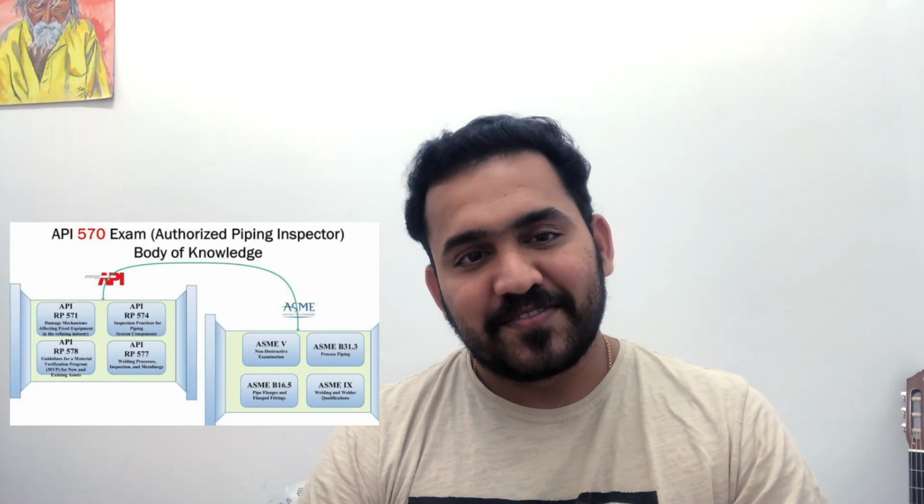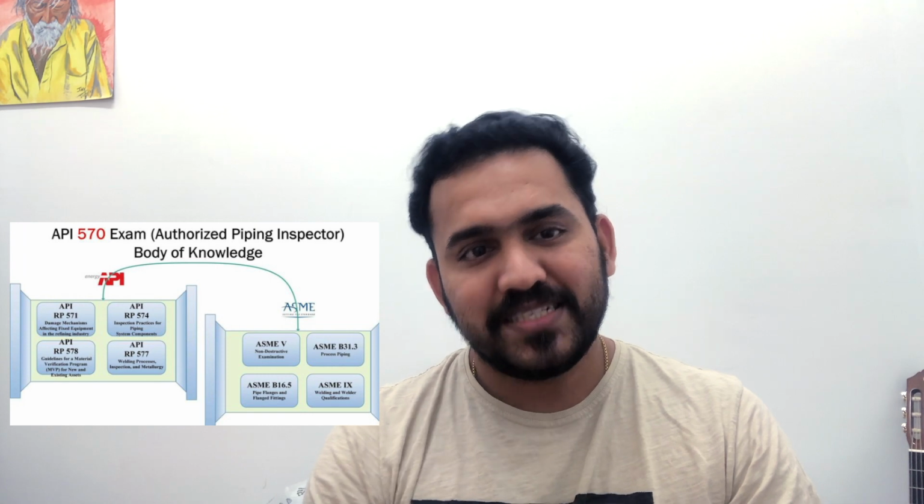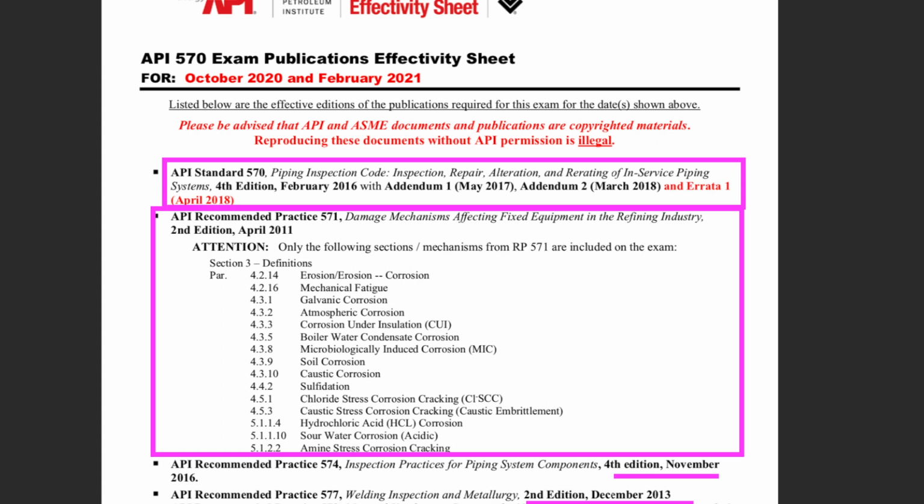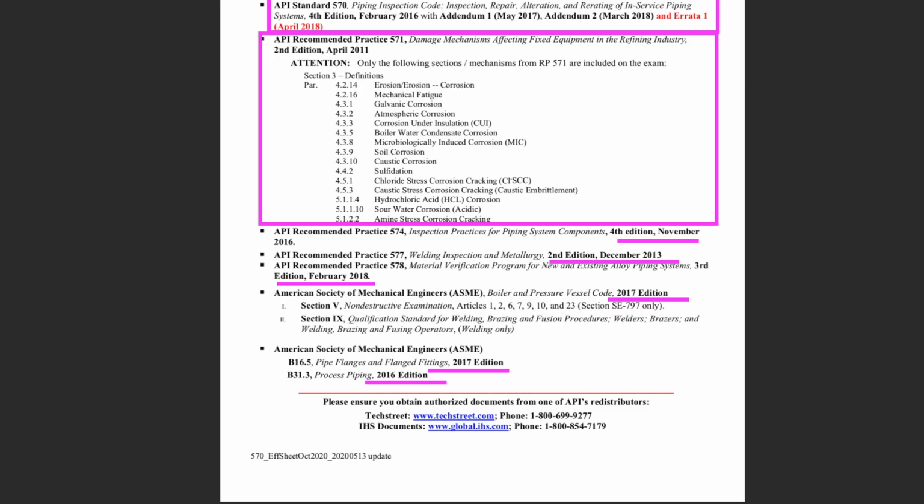We can start the session with the effectivity sheet. Please look into this effectivity sheet. Here comes the effectivity sheet for the API 570 exam. In this, the April 2018 code of 570 should be used, 571 should be the 2011 code, second edition, 574 should be fourth edition 2016, and 577 should be 2013, second edition. As per this, the latest code should be used for the exams.